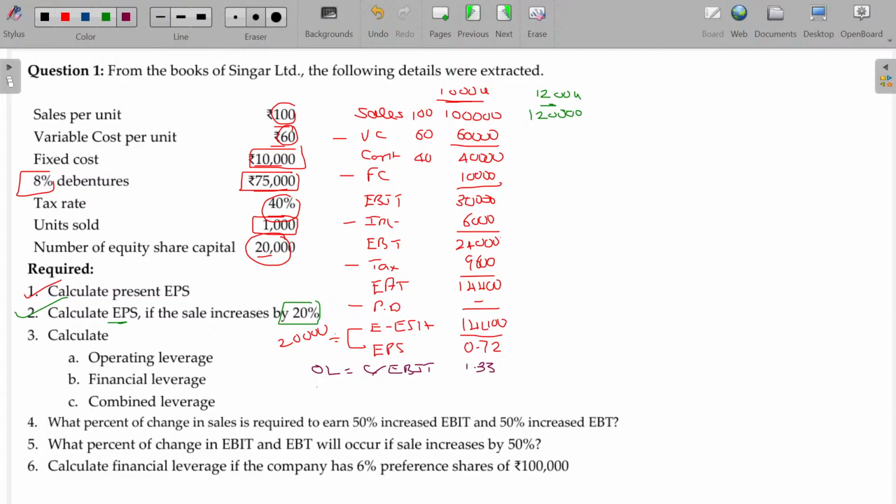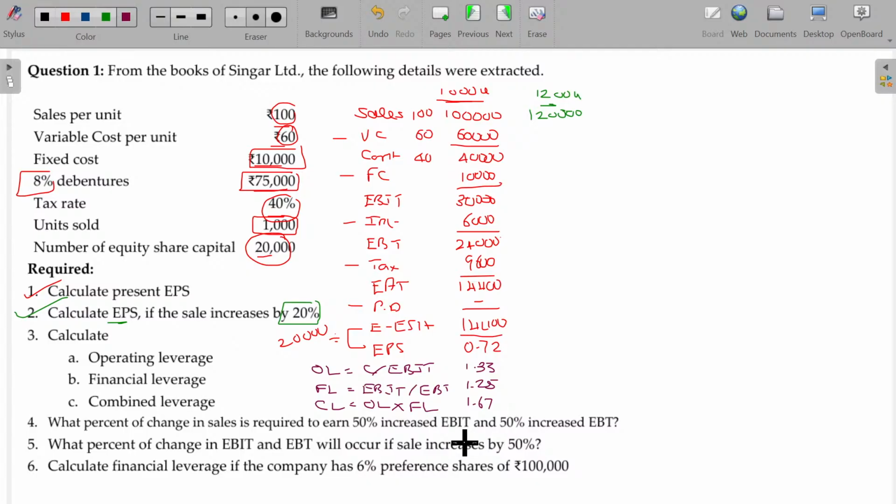1.33. What about the financial leverage? EBIT by EBT. What's the value? 1.25. What about the combined leverage? It's nothing but operating leverage times financial leverage. 1.6667, okay. Otherwise you get a fractional difference, that's why.